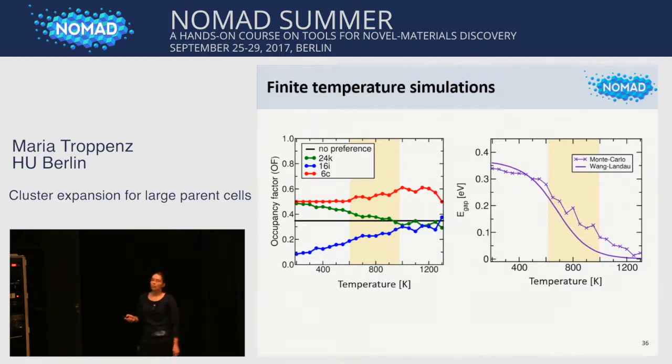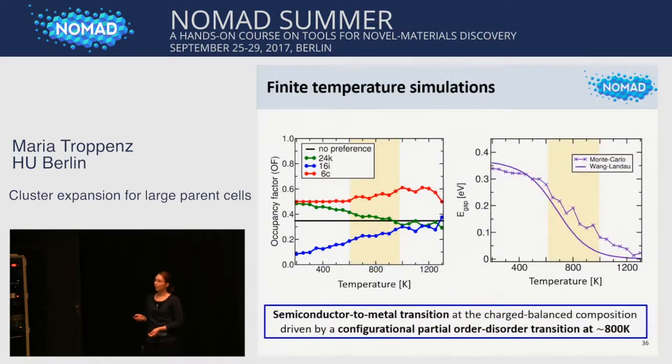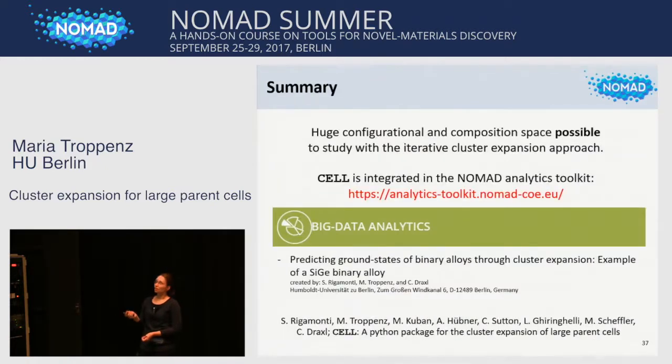So from our thermodynamic analysis, we could confirm that we have a configurational partial order-disorder transition at 800 Kelvin, and this drives the semiconductor to metal transition at the charge balanced structure. And this, for instance, is the band gap versus temperature, also performed with 2 different kinds of methods. And you see that the band gap reaches 0 above 800 Kelvin. With this, I want to conclude.